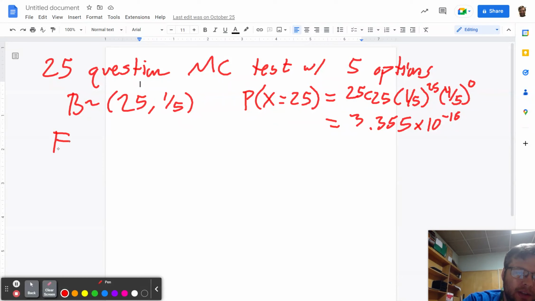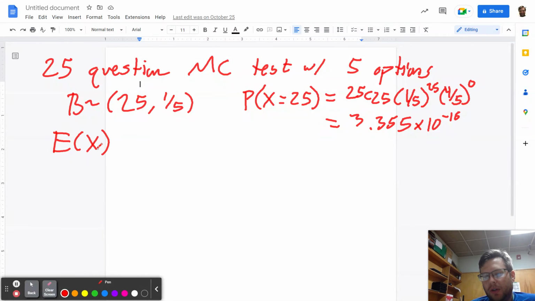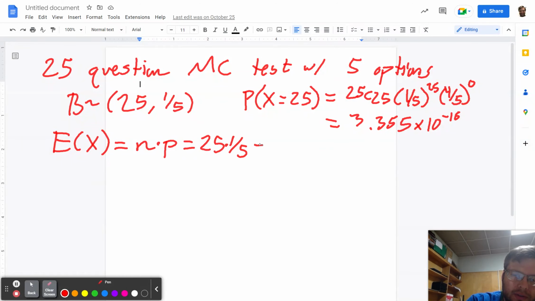So the expected value of x, if you watched the last video, I showed just a sketch of the proof. I didn't write all the details, but a sketch of how you show what the expected value is. For a binomial distribution, the expected value is just n times p. So all we've got to do is 25 times 1/5, which means that on average, you'd get about 5 questions, right? With that, we could figure out maybe a more interesting question.